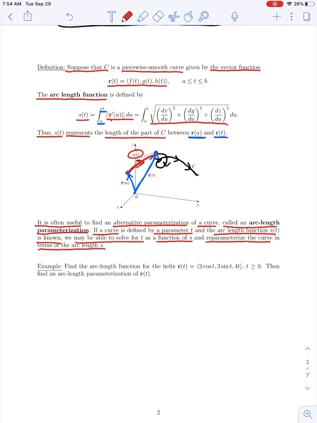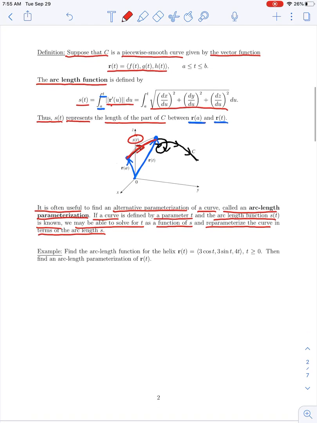So to make this a little more clear, let's look at an example of how this would work. So in our next example, we are asked to find the arc length function for the helix, defined by the vector function r of t, where t is non-negative, and then find an arc length parameterization of that vector function r of t. So the first thing I'm going to do is find my arc length function.